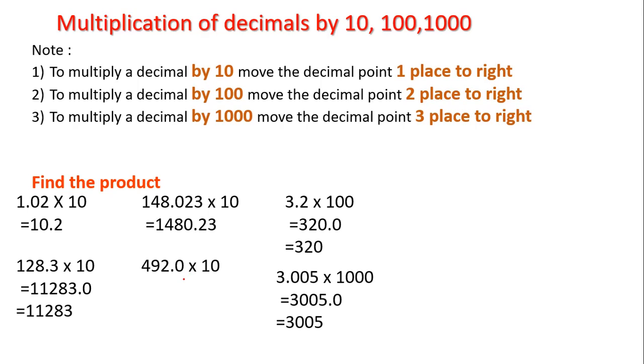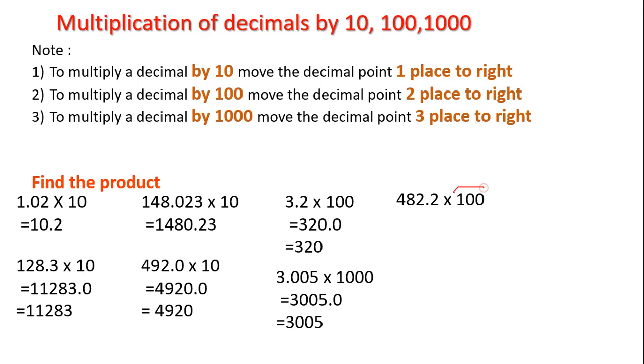Next, same problem with number 10. That is 492.0 into 10. We'll shift this one place to the right side. If we move this one place right side, the decimal point will come after 0. So I place the decimal point after 0. The decimal part is not at all there, so we wrote 0 in the decimal part. So the number will become 4920.